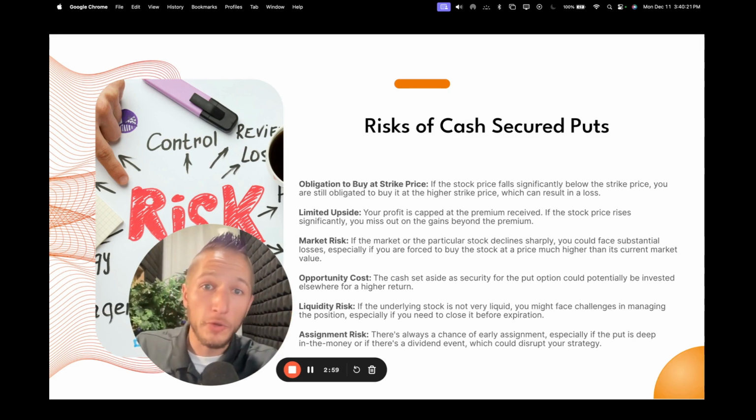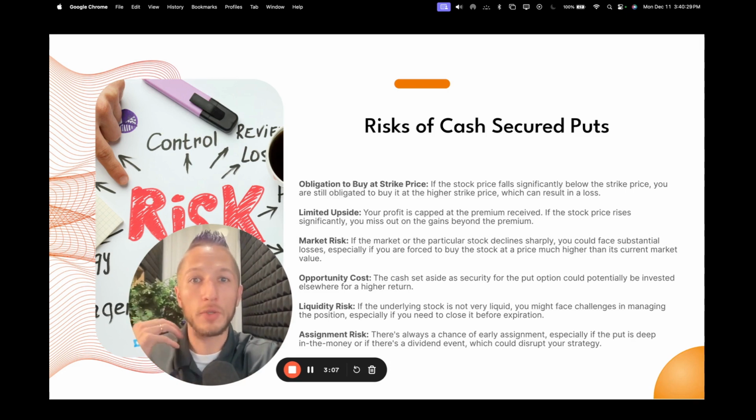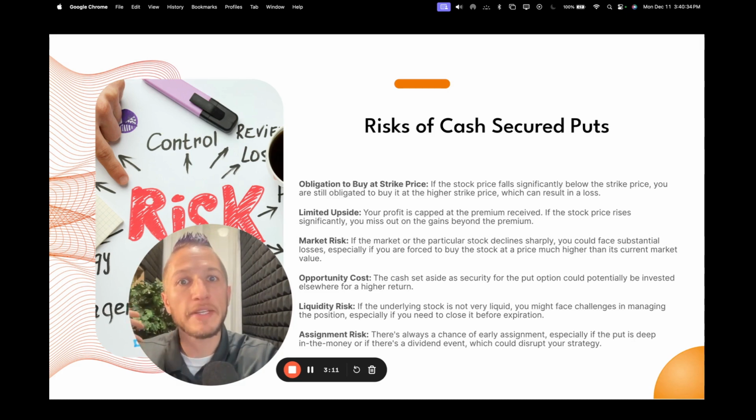There is an opportunity cost that could come into play as well, meaning that in the event you are forced into one of those contracts, you could have maybe had the opportunity to invest elsewhere, whereas you couldn't because you had to keep that cash ready to go in the event you were obligated to buy that position.